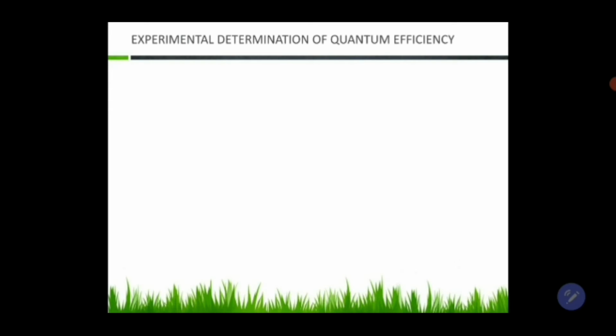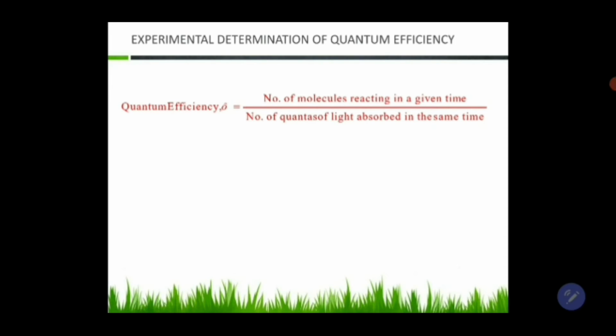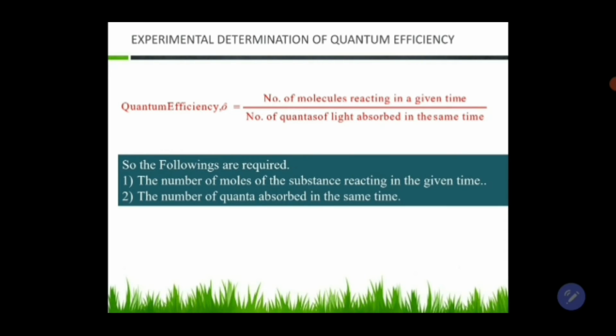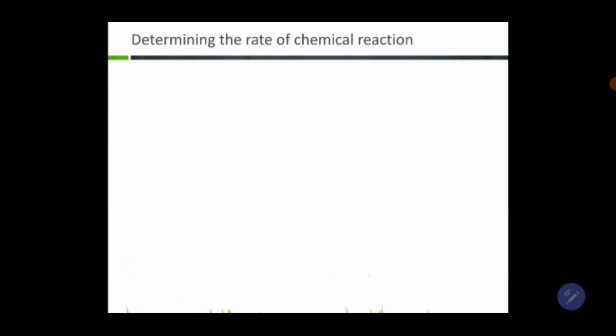Then another very important question related to your board exam is, how do you determine the quantum efficiency experimentally? We know that the equation for quantum efficiency is the number of molecules reacting in a given time over the number of quanta of light absorbed in the same time. So if we get two pieces of information, we can determine the quantum efficiency. Number one, the number of moles of the substance reacting in a given time. Number two, the number of quanta absorbed in the same time.